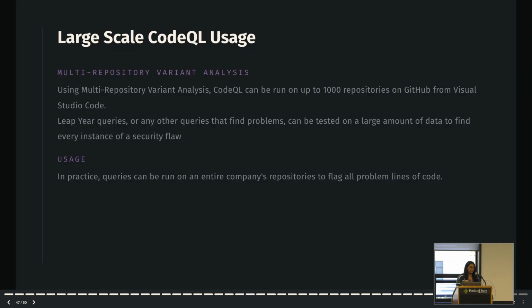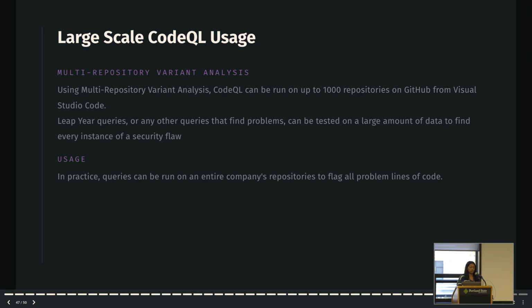So this example only shows this working on a 20-line file. How do we actually use this in practice? We use multi-repository variant analysis, also known as MIRVA. This is a powerful tool for examining code over different repositories. MIRVA ensures consistency and highlights the impact of changes on each of the code bases.